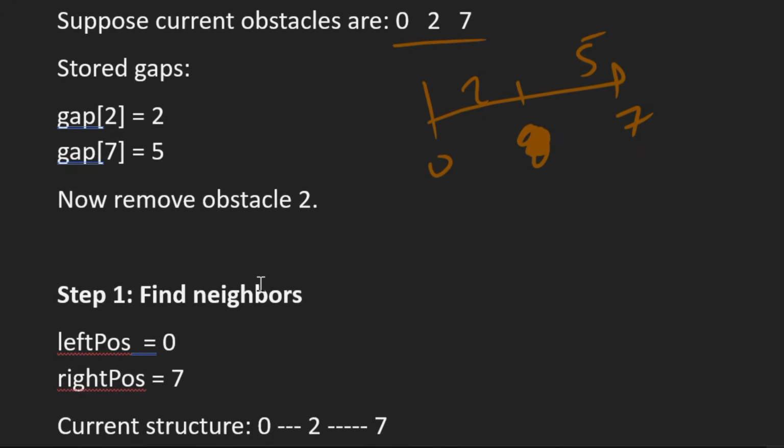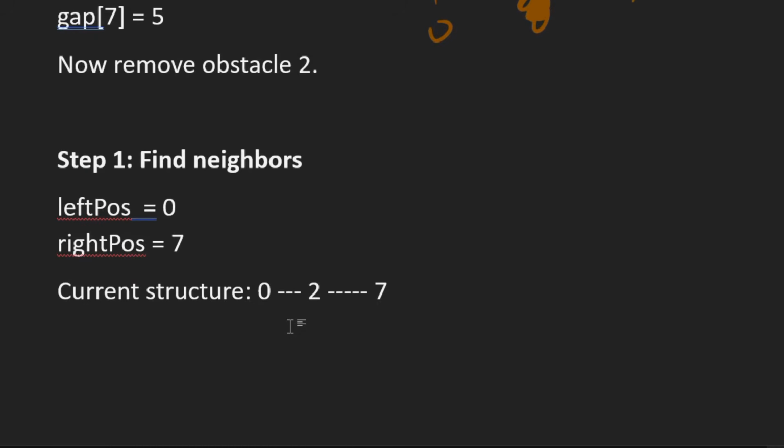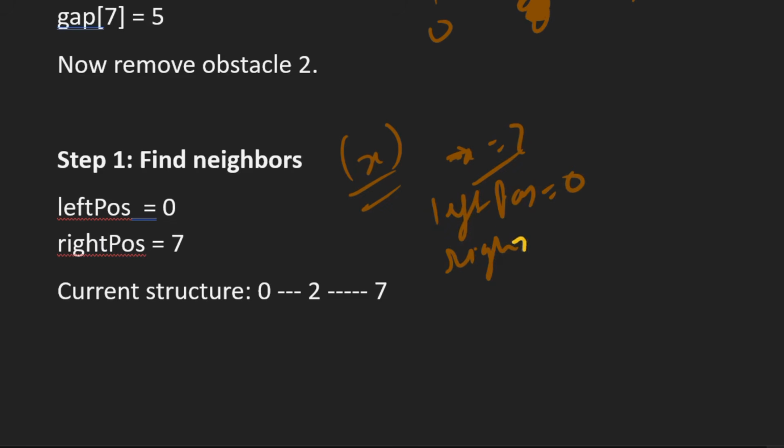So what will be the steps? So first of all, first step is we will find the neighbors of the obstacle that we have to remove. So our obstacle x is equal to 2. So left position is 0, and right position is 7. That is, let's say 0 to 7. So first we will find the neighbors of the obstacle that we remove. So 0 and 7 are the neighbors, right?